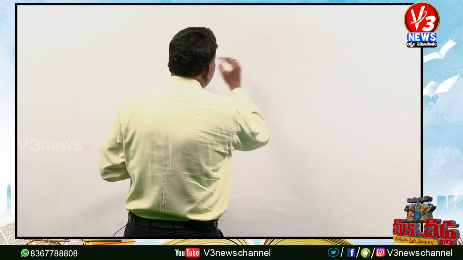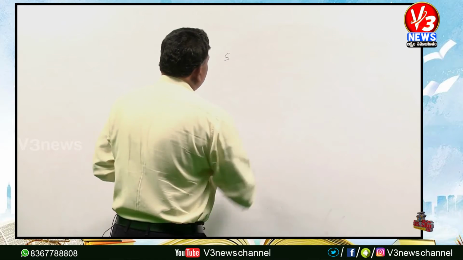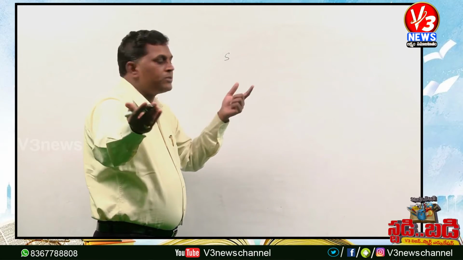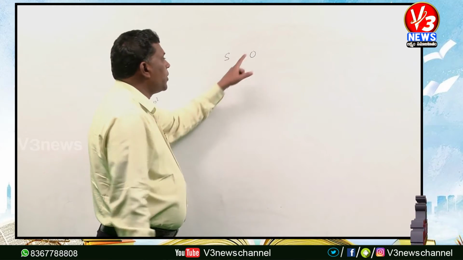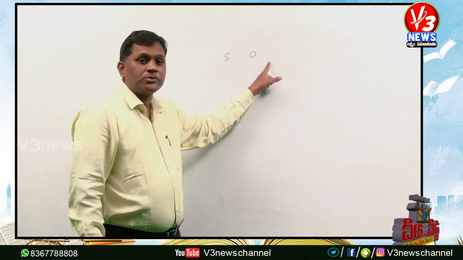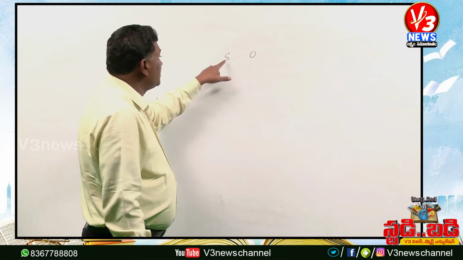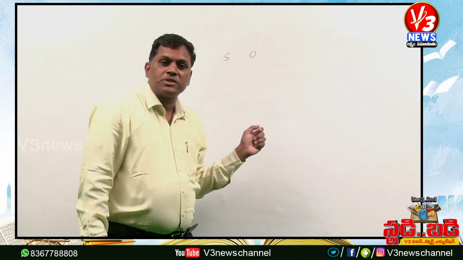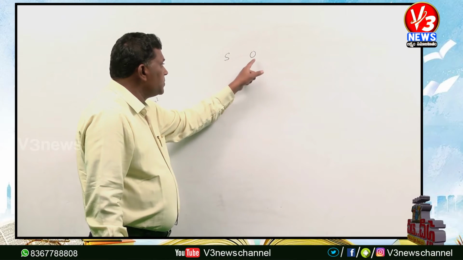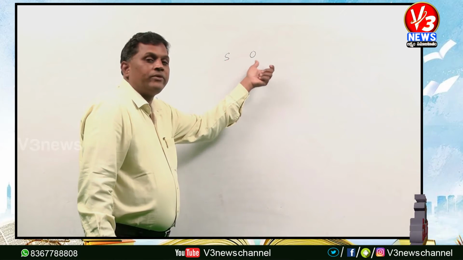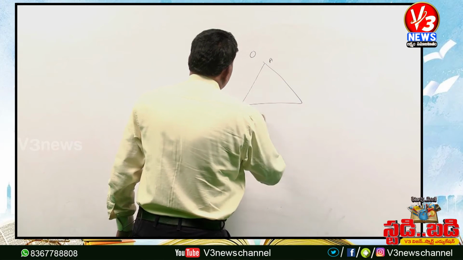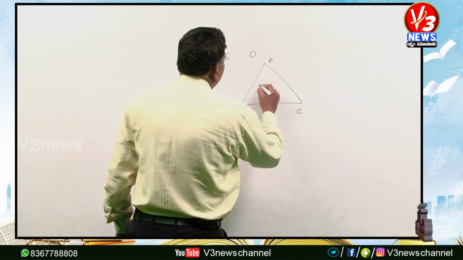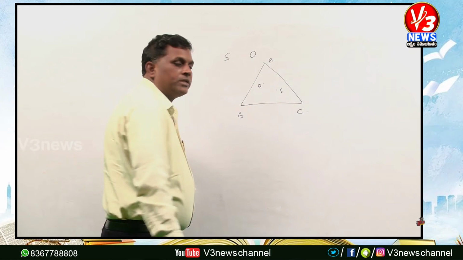In a triangle ABC, a randomly chosen triangle ABC, suppose S is the circumcenter, by the usual natural notations I am using here. O is the orthocenter. The point of concurrence of altitudes is called the orthocenter. The point of concurrence of perpendicular bisectors is called the circumcenter. So S and O are respectively the circumcenter and orthocenter of a randomly chosen triangle ABC. In triangle ABC, somewhere here we have the orthocenter and circumcenter.